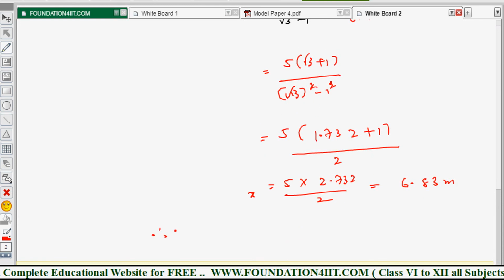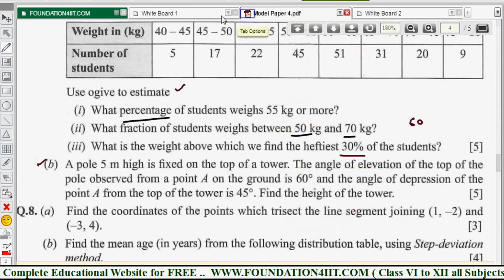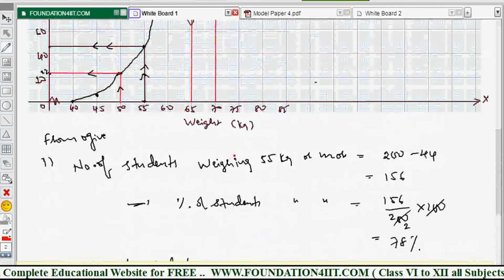So therefore, height of the tower is same, 6.83 meters. You can write like this. Right. So this way you can solve this problem. So this is applications of trigonometry, and previous you have seen using this graph.